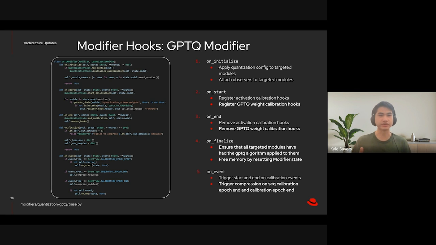Yeah, so those are 2 examples of different modifiers that are implemented by LLM Compressor. And hopefully that gives you a sense of each of these methods and the order in which they are called, and also how you could use this to implement your own algorithms using modifiers.